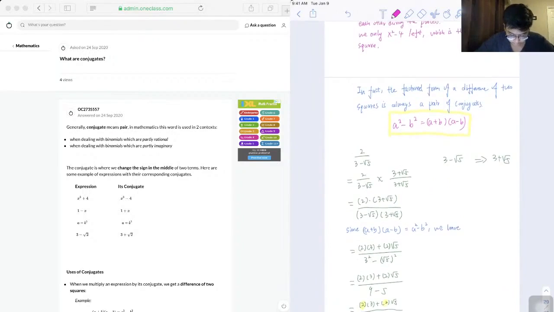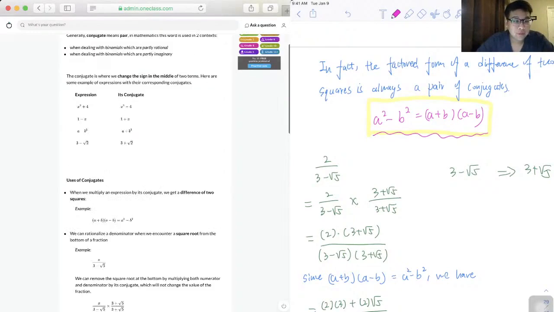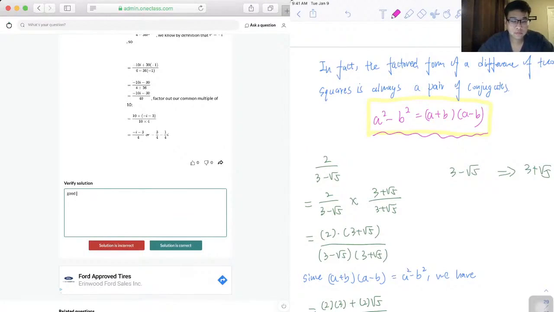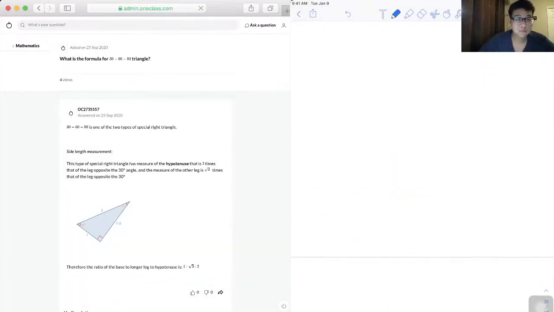Just remember this formula is extremely useful: a squared minus b squared is equal to a plus b times a minus b. Right. So let's leave a comment there.